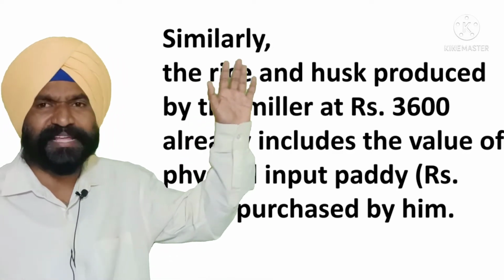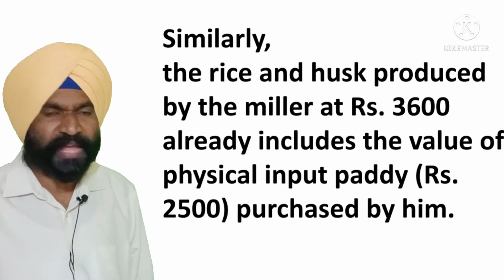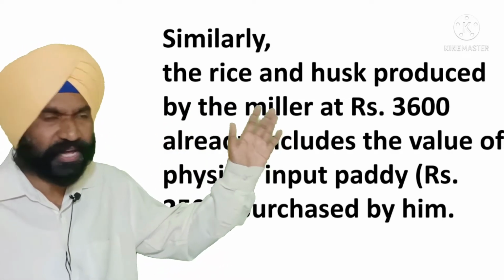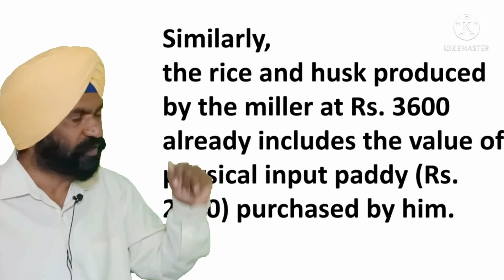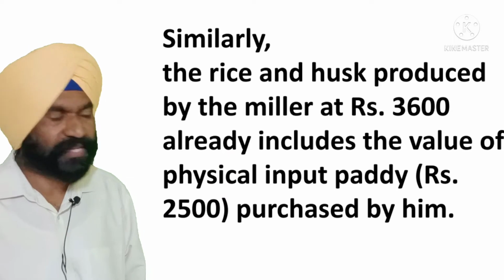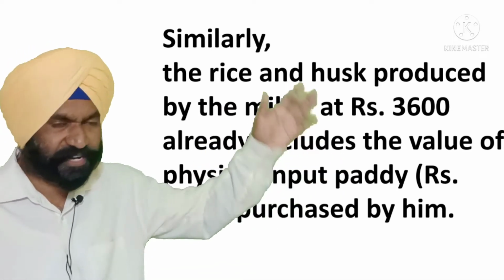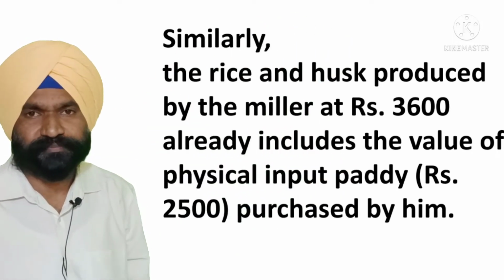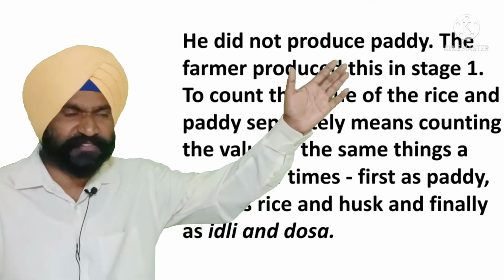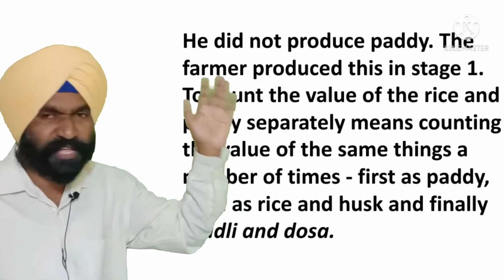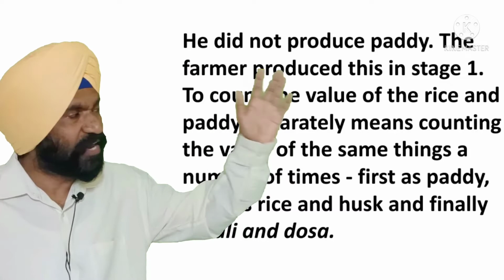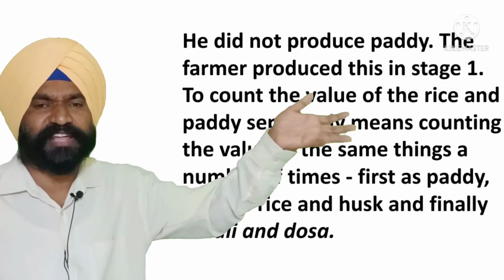Similarly, the rice and the husk produced by the miller at rupees 3,600 already includes the value of the physical input, that is paddy, rupees 2,500, purchased by him. He has already paid this 2,500 to the farmer. He did not produce the paddy. The farmer produced this in stage 1. Counting the value of the rice and paddy separately means counting the value of the same thing a number of times.